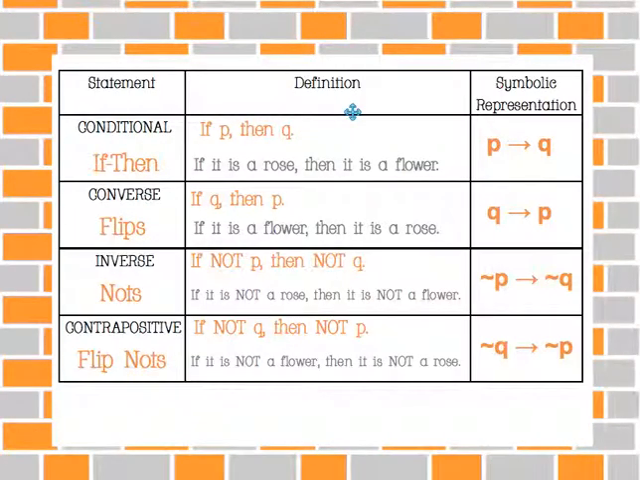If it is a rose, then it is a flower. Well, since a rose is a flower, that is true. If it is a flower, then it is a rose. This one is false because it could be a dandelion. This one says if it is not a rose, then it is not a flower. Also false because it could be a tulip or a dandelion. If it is not a flower, then it is not a rose. That's true. If you don't have a flower, there's no way you could have a rose.